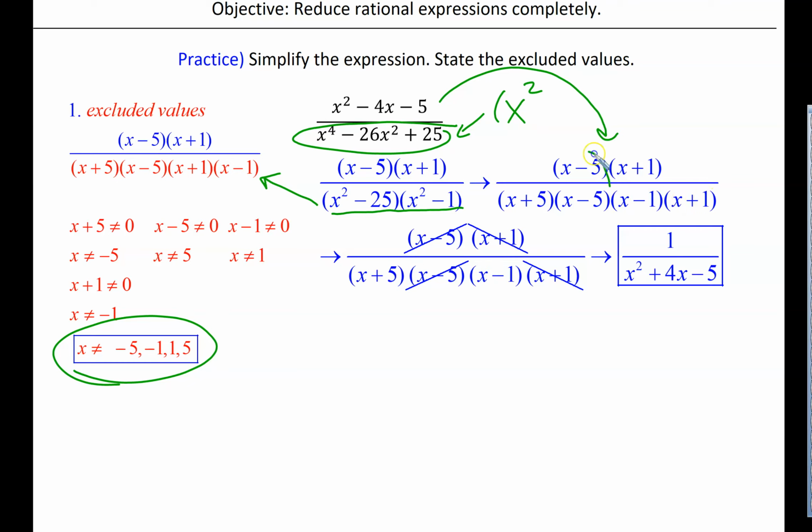So our x minus 5 is reduced to 1, our x plus 1 is reduced to 1, and that then gives us a numerator of 1. You should use your distributive property to multiply the x plus 5 and the x minus 1 together, so they're in standard form, giving you that trinomial in your denominator.